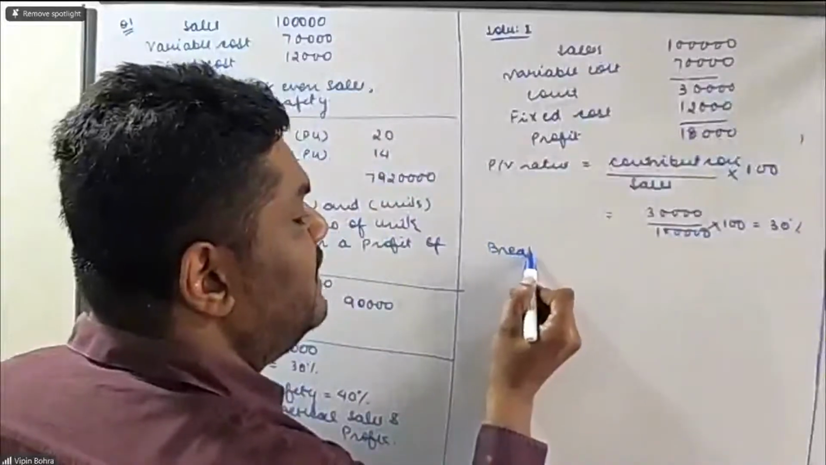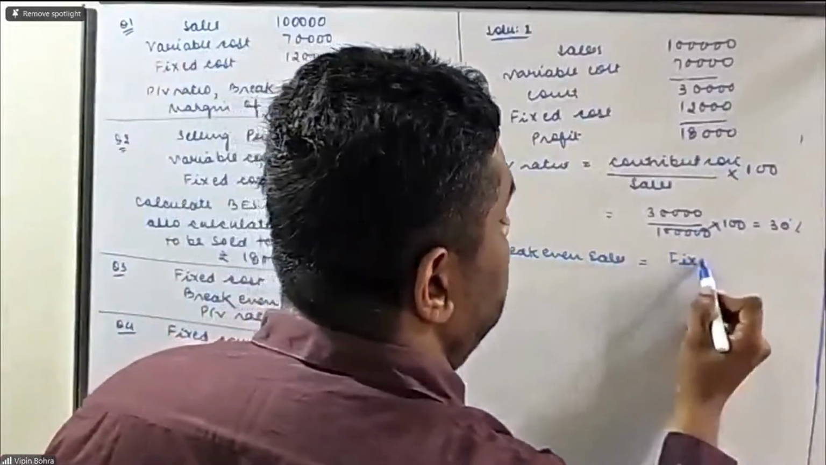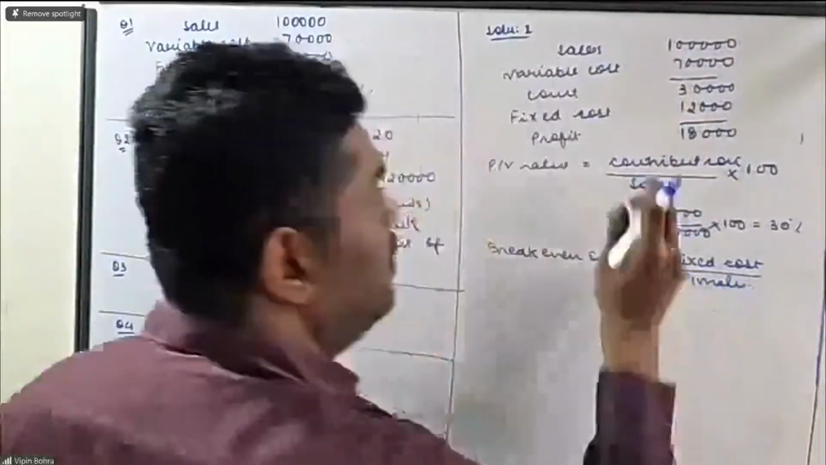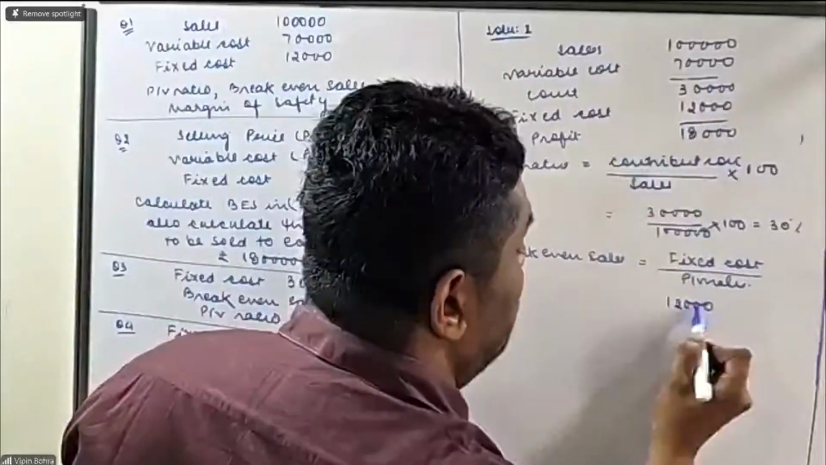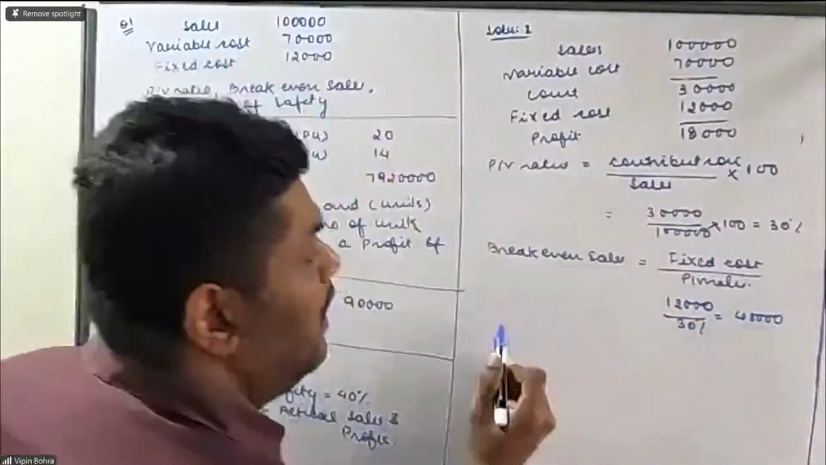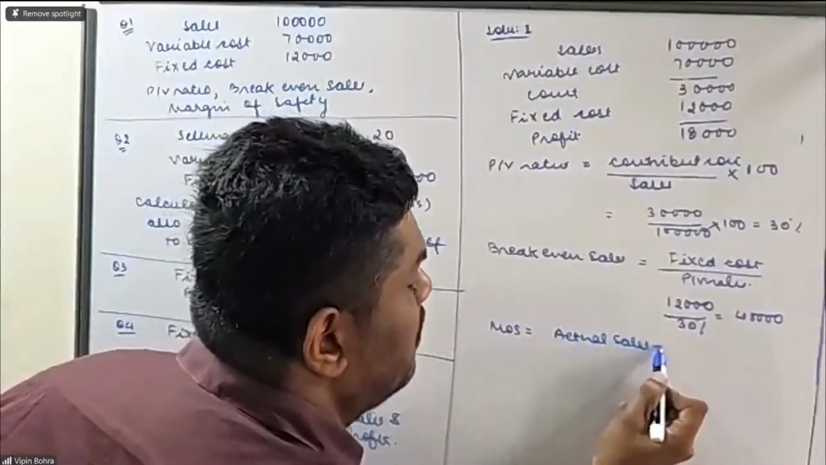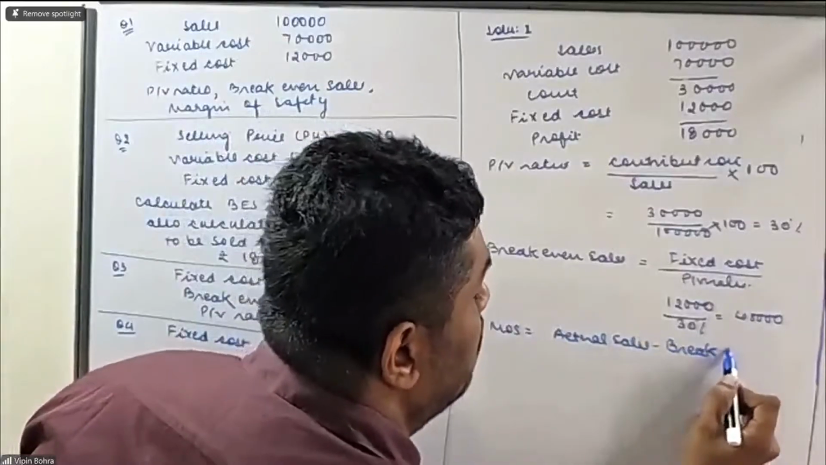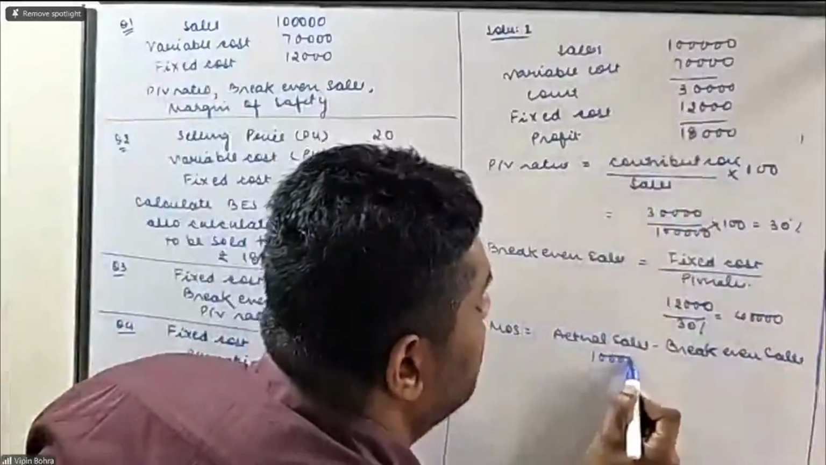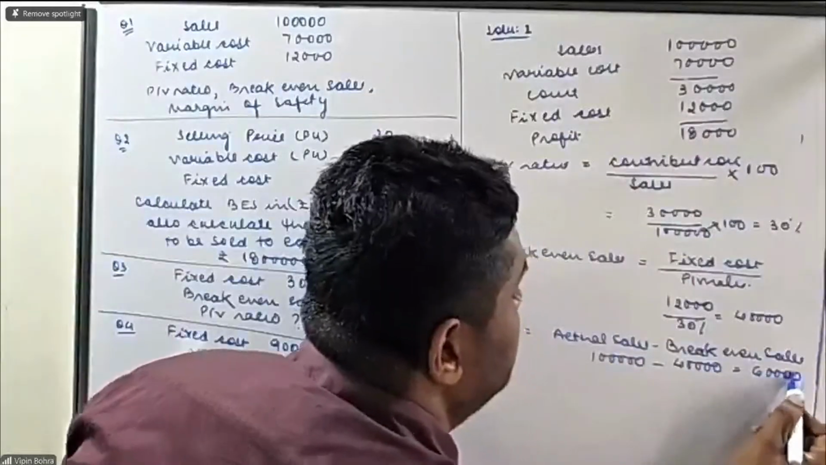Next is break-even sales. Fixed cost divided by PV ratio. Fixed cost is 12,000 divided by 30%. So this will be 40,000. Again, margin of safety, actual sales minus break-even sales. Actual sales is 1 lakh. Break-even sales is 40,000. So this will be 60,000.